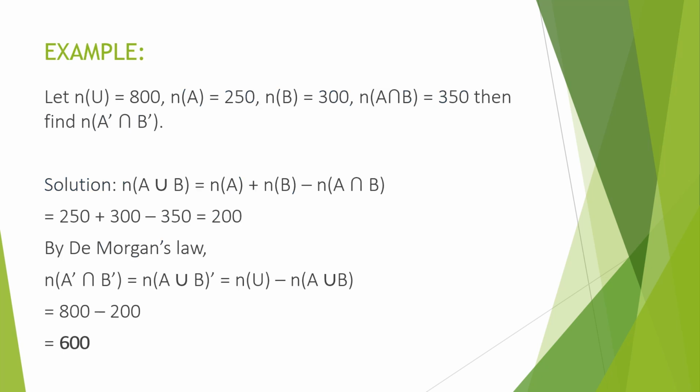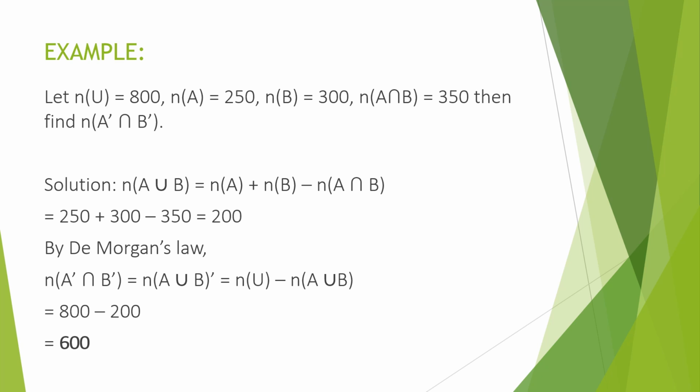Next example, see we are trying to cover different types of examples to make the concept clear. Suppose the number of elements in the universal set is 800, elements in set A are 250, set B 300, A intersection B 350, then find the number of elements in A dash intersection B dash.